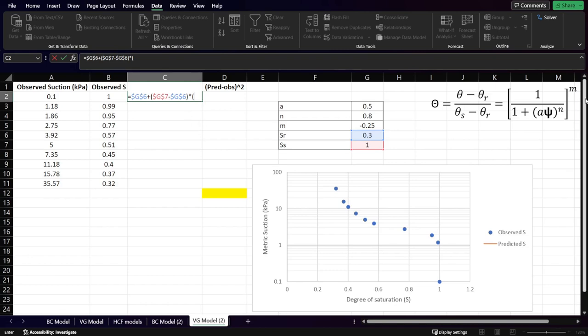this whole expression that is there, 1 upon 1 plus a psi to the power n, to the power m. Okay, then we'll write 1 upon 1 plus, in the denominator, 1 plus a psi to the power n. The value of a is here. Let's log this value. The value of psi is going to be the observed suction value, that's going to be here, and we'll not log it because we want to vary this value over this table, right? And then we'll close the bracket.